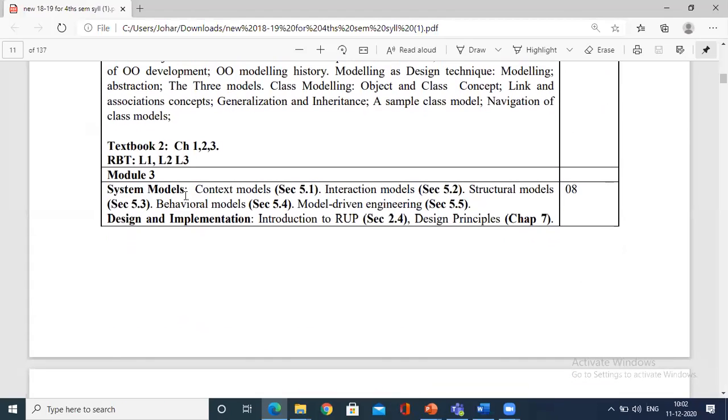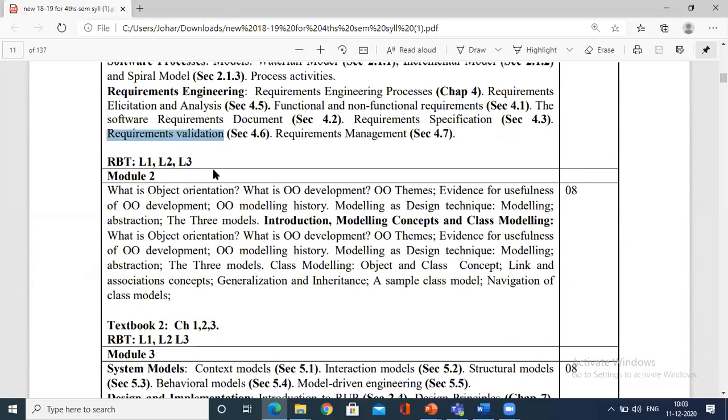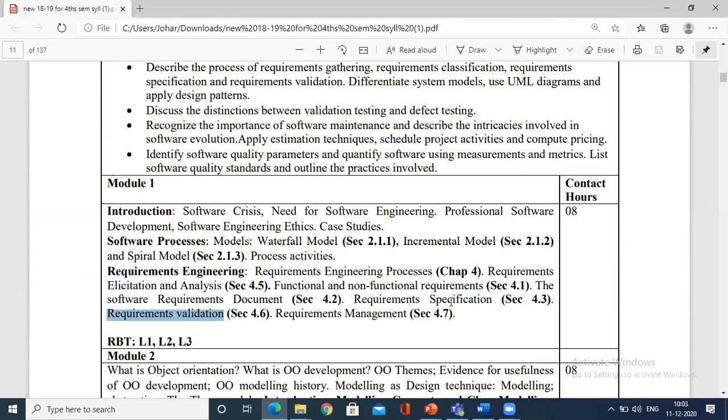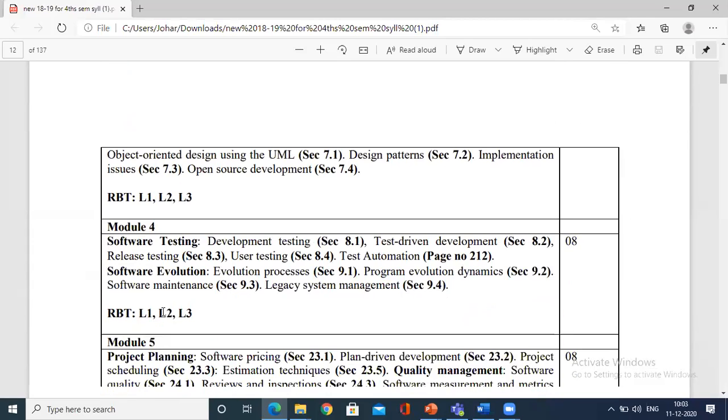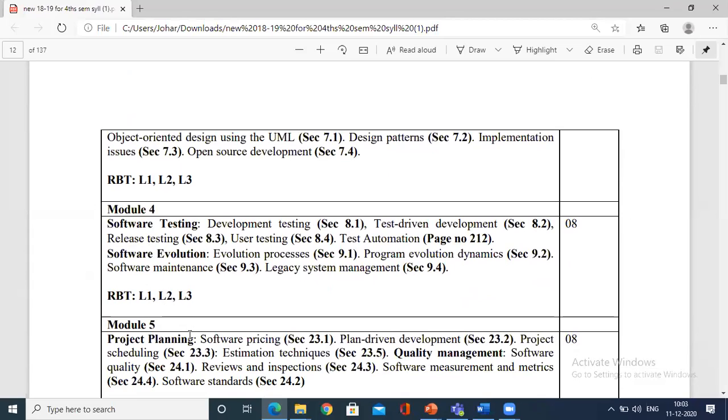Whereas we have covered modules 2 and 3, these are totally the concepts of object orientation. The basic concepts of software engineering that are mandatory for you are module 1, module 3, sorry, module 4, and 5. Only these modules are basic fundamentals that really explain how you could utilize these things in your projects or in your curriculum.